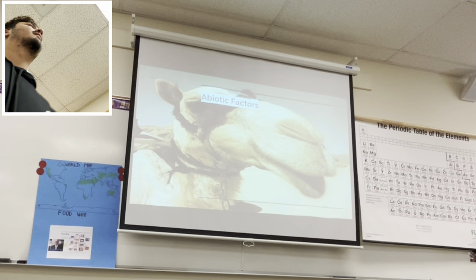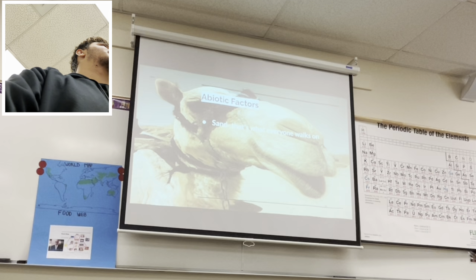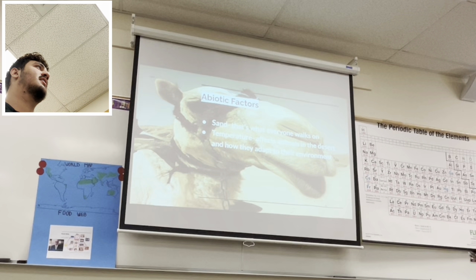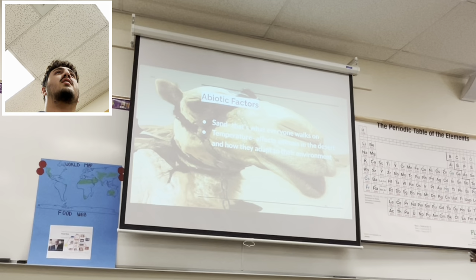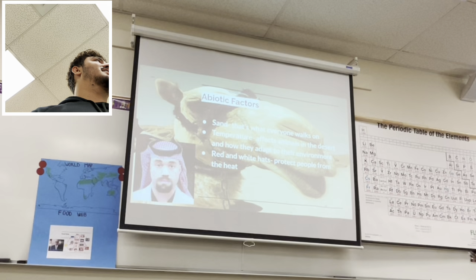Okay, so some abiotic factors. Of course, we have sand. I mean, that's what everybody walks on. Next, we have the temperature. It affects animals in the desert and how they adapt to their environment. So that's super important. Last, we have these red and white hat thingies. I think they're supposed to protect people from the heat, but I'm not really sure what it is.